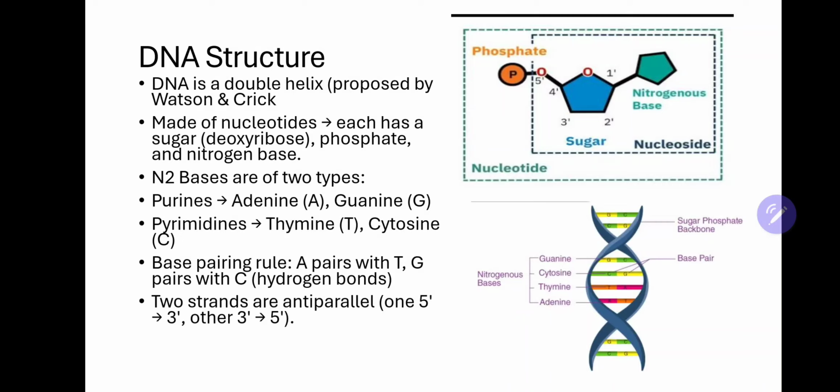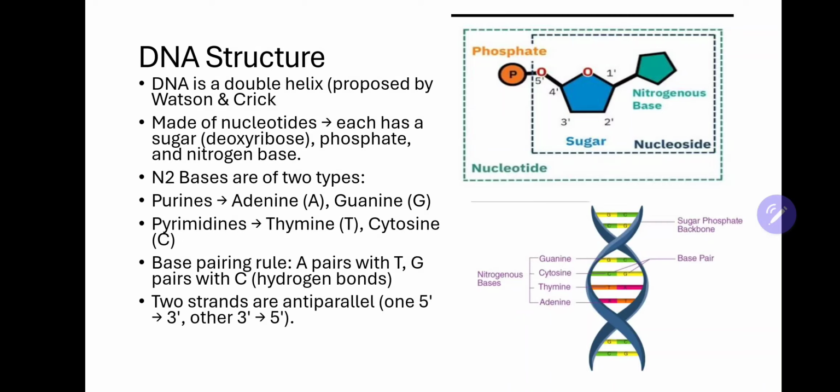So these purines and pyrimidines are attached together by the base pairing rule. That is, adenine always pairs with thymine, and guanine always pairs with cytosine. These purines and pyrimidines are attached together by hydrogen bonds. Adenine always pairs with thymine by two hydrogen bonds, while hydrogen bonds are also seen between guanine and cytosine, and guanine and cytosine are attached by three hydrogen bonds. Hope you got the point.